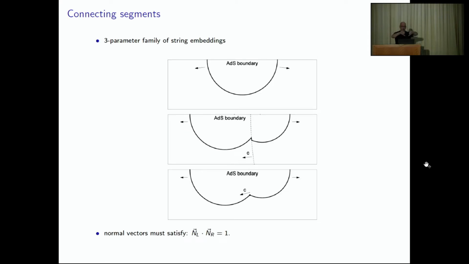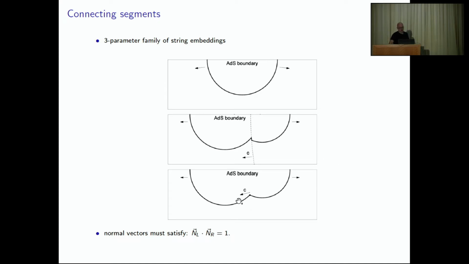And we'd like to connect 2 of these. Okay, so how do we do that? If you just arbitrarily connect 2 segments, now here I have pictures of the Poincaré patch, the problem is that you're going to generate bits of the string which move with the speed of light. So that's not good because this has an infinite energy here. So we don't allow that.